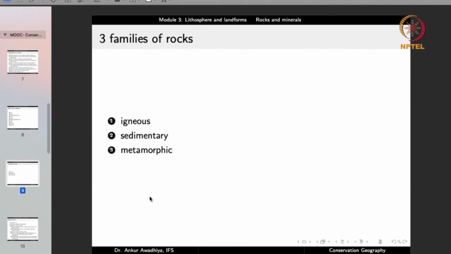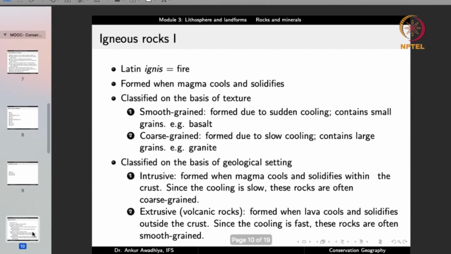The igneous rocks are derived from the word root ignis, which means fire. They are formed when magma cools and solidifies. So igneous rocks were the first rocks to be formed. When the earth began as a molten mass, it solidified after some time when it went through a cooling process. So when the solidification of earth happened, the first rocks that got formed were the igneous rocks.